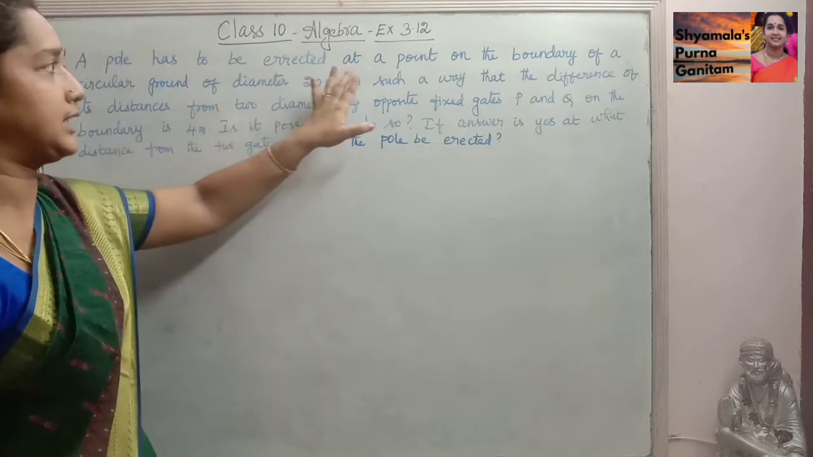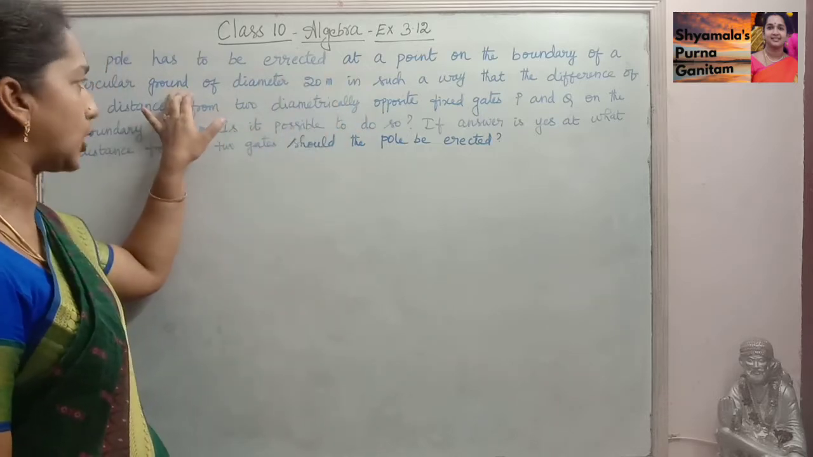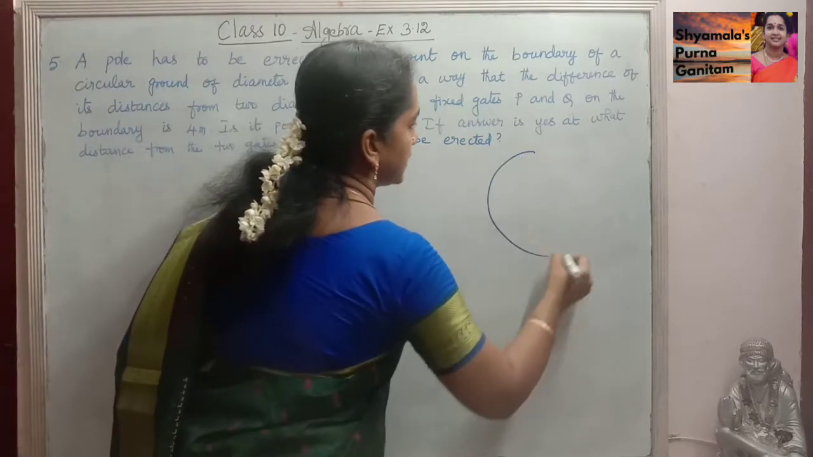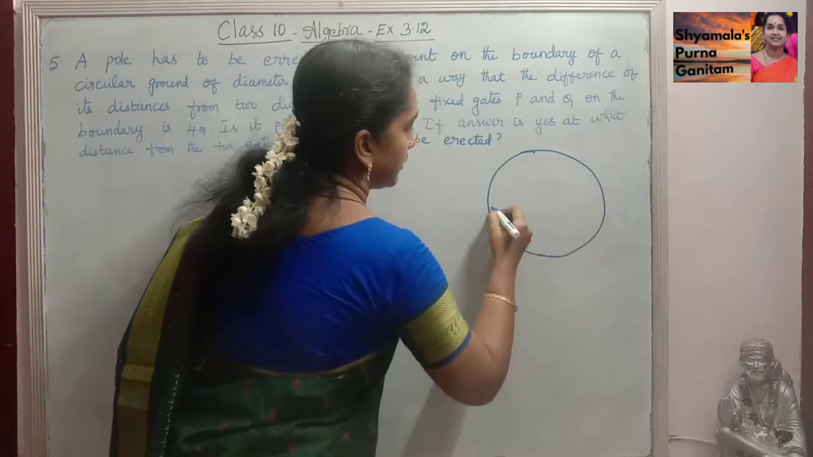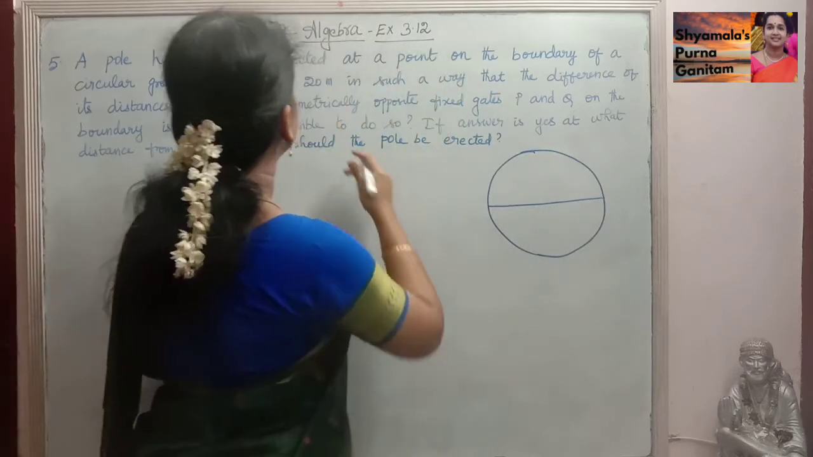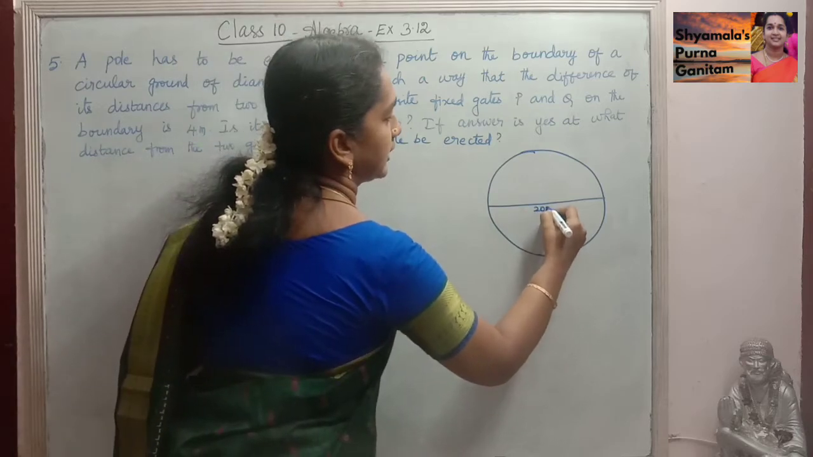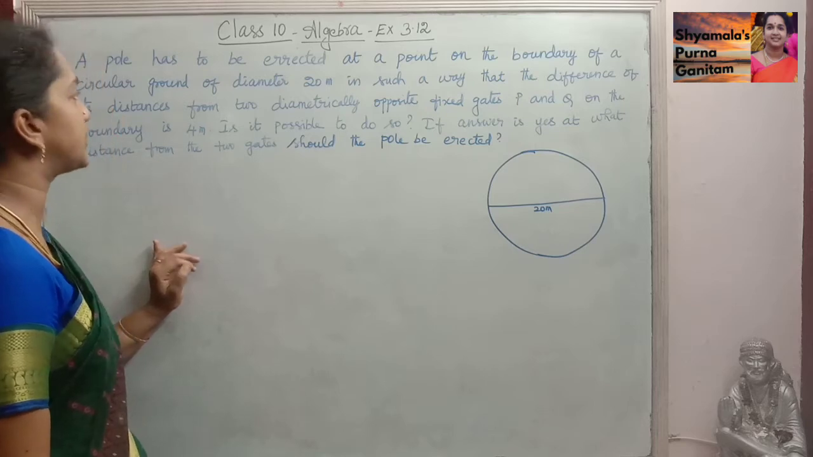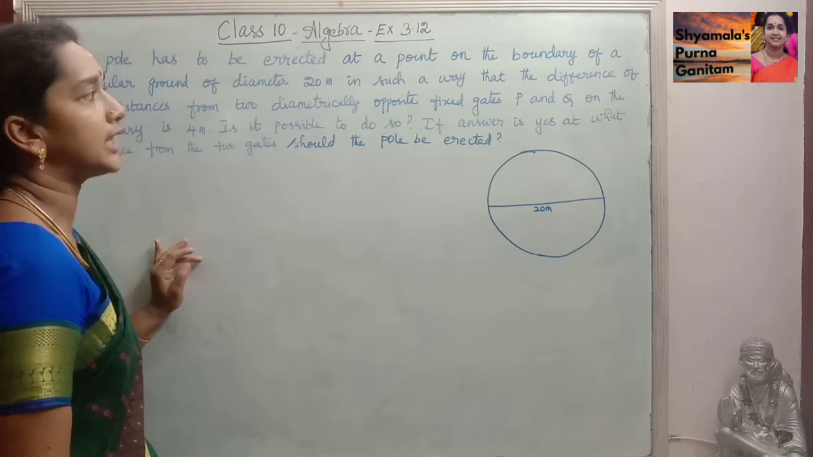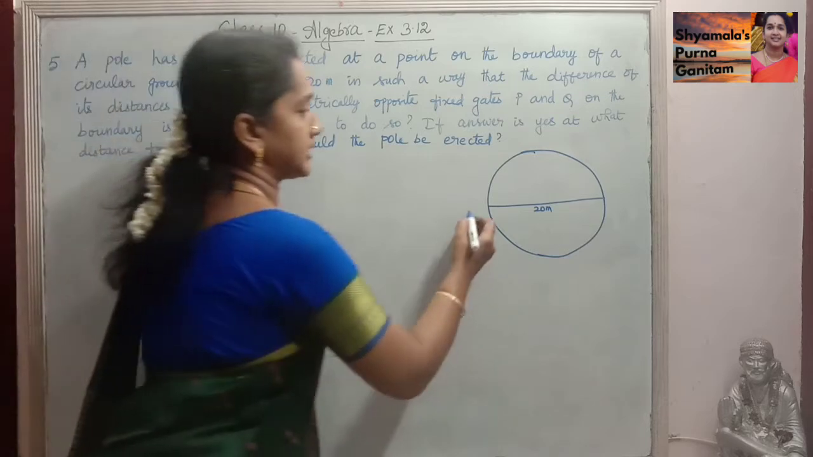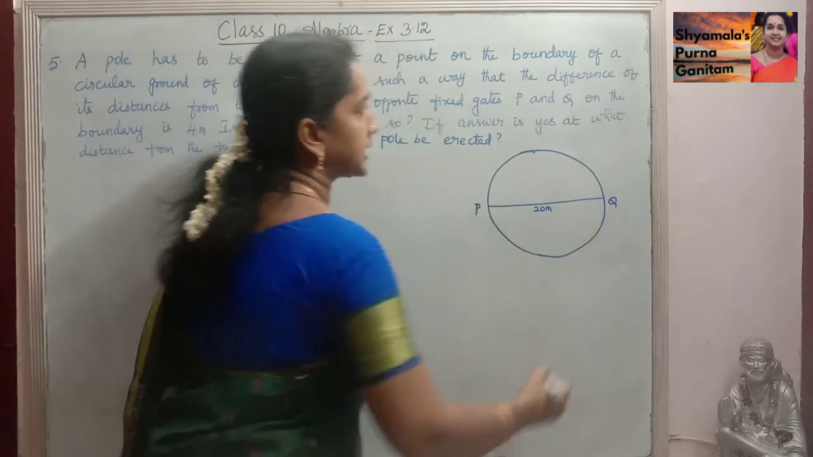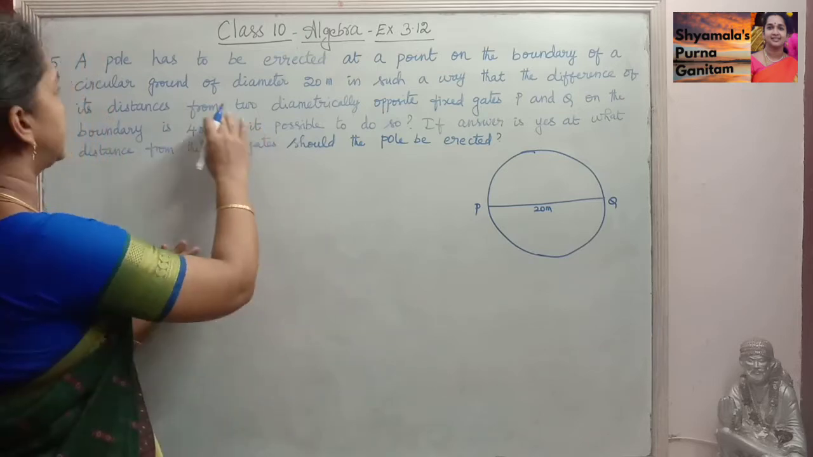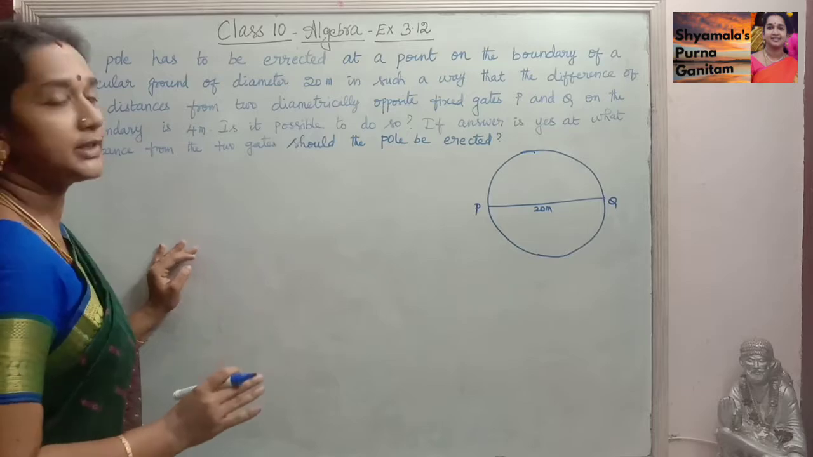A pole has to be erected at a point at the boundary of a circular ground of diameter 20 meter. So the diameter of that park is given as 20 meter, in such a way that the difference of its distances from two diametrically opposite fixed gates. Here P and Q are the fixed gates on the boundary, and the difference of its distances is 4 meter.